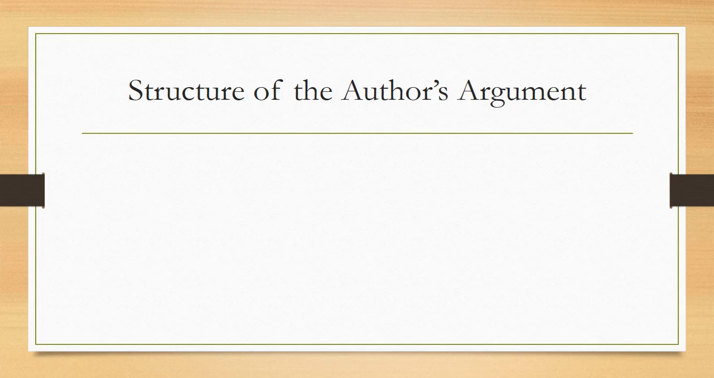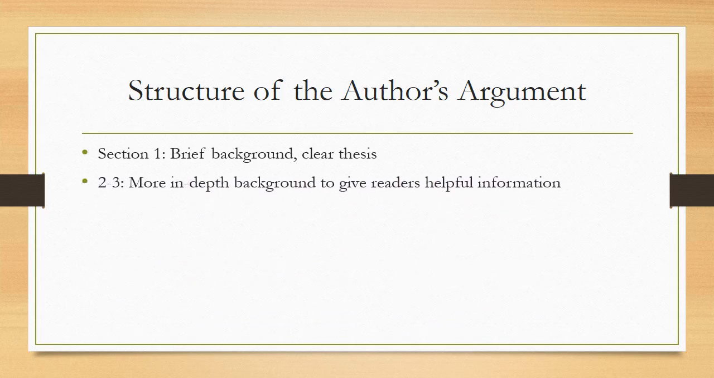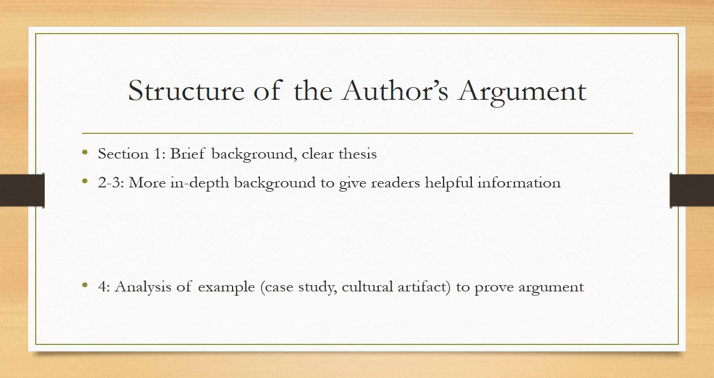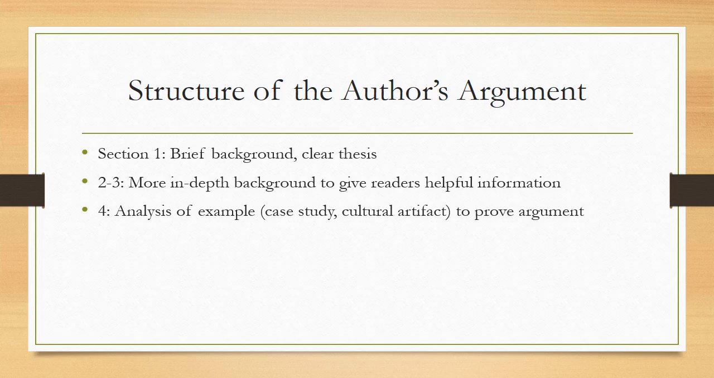So with these six subsections, just from reading their titles, identifying what they're about, now we can look at how the author has structured his argument. There's an intro with a very brief background and a clear thesis. A few sections that provide background. You need to know some things to understand the argument. The author helps you know those things more. Then the analysis of an example to prove the argument. And in this case, the author is focusing on a novel. So that's what we call a case study or a cultural artifact.